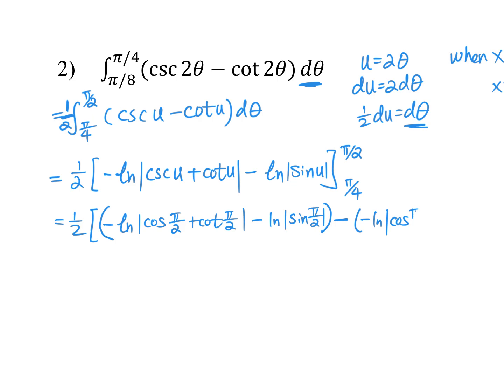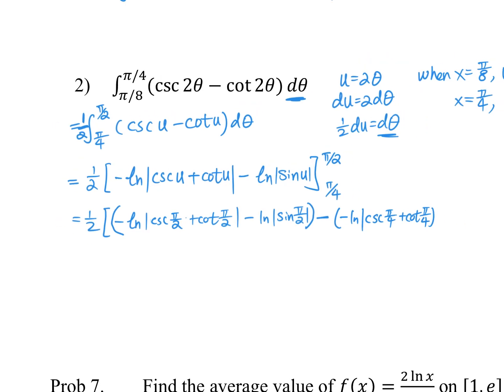So this actually is going to be cosecant pi over 2 earlier. Now this is cosecant pi over 4. Cosecant pi over 4 plus cotangent pi over 4, minus ln sine of pi over 4.